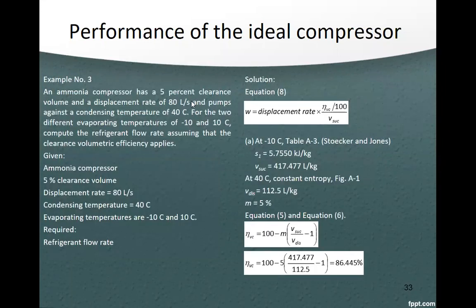Example number 3. An ammonia compressor of 5% clearance volume and a displacement rate of 80 liters per second pumps against a condensing temperature of 40 C. For the two different evaporating temperatures of negative 10 and 10 C, compute the refrigerant flow rate, assuming that the clearance volumetric efficiency applies. The given: ammonia compressor, 5% clearance, displacement rate 80 liters per second, condensing temperature is 40 C, evaporating temperatures are negative 10 and 10 C.